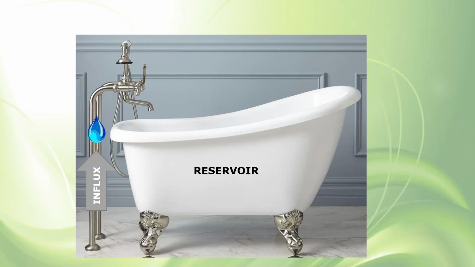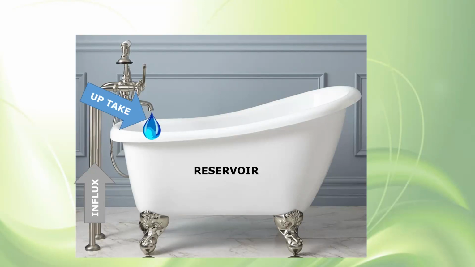Now, here's where the resource comes in. When a resource enters the system, it moves into the reservoir like water in a pipe moves toward the tub. This process of the resource coming into the system is called influx. So when we say influx in environmental science, we're talking about Earth systems, and we mean a resource entering a system.